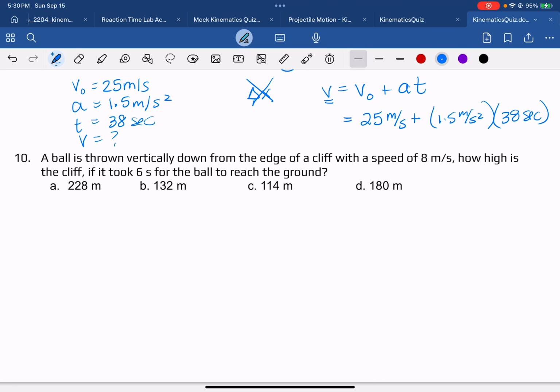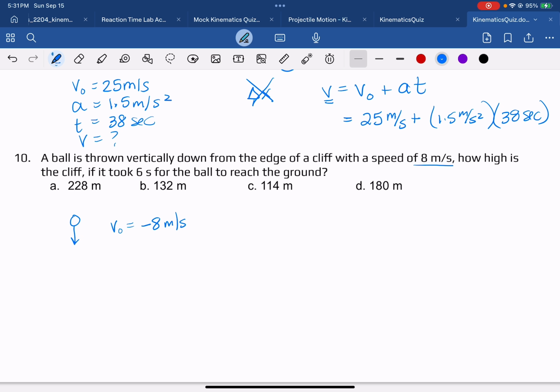Finally, number 10. A ball is thrown vertically down from the edge of a cliff with a speed of 8 meters per second. If I am throwing a ball downward, that means that my initial velocity is going to be negative 8 meters per second because of its direction. How high is the cliff?